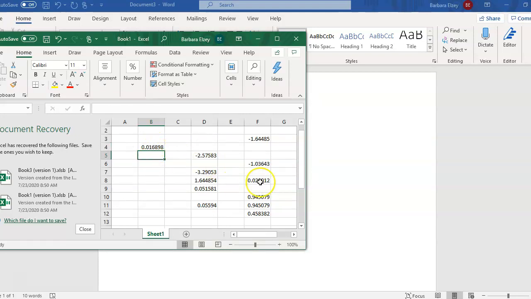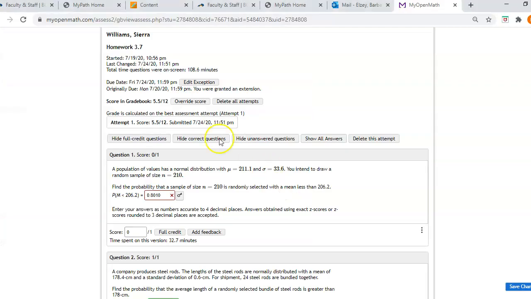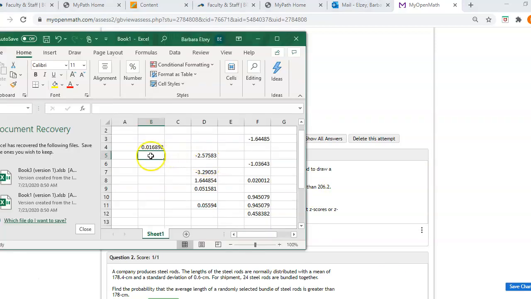And there's our probability, 0.016898. And I don't know what it asked us to round it to over here. It looks like 3 decimal places. So we would round that one to 0.017.